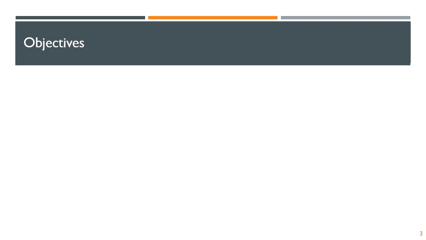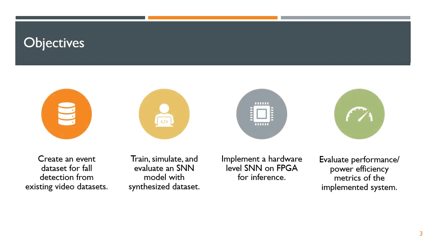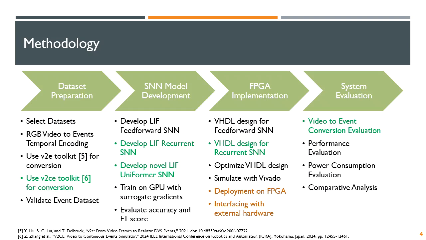The objectives of this project are to create an event dataset for fall detection, train, simulate, and evaluate a spiking neural network, then implement the spiking neural network on FPGA and evaluate the performance and power efficiency metrics of the system. The research methodology is shown here. It consists of four major steps: dataset preparation, model development, FPGA implementation, and system evaluation.